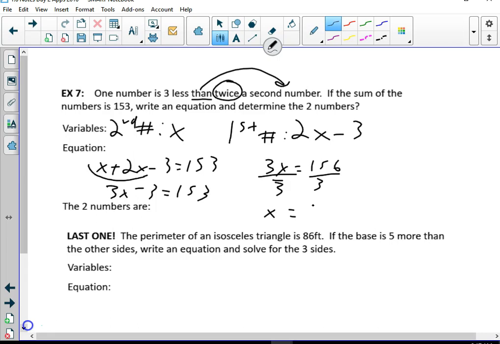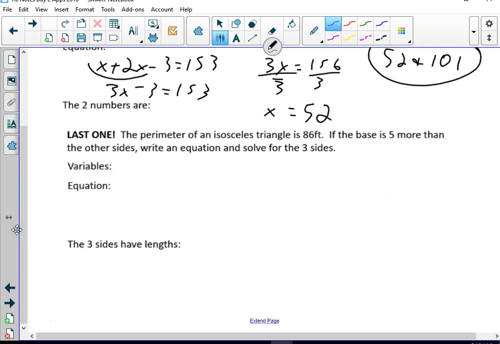You don't need a calculator for this. I had 3 into 15, 5. I had 3 into 6, 2. So 52. That's my second number. My first number, I have to double that and subtract 3. So 52 times 2, which is 104, minus 3, 101. So 52 and 101, those are my two numbers.